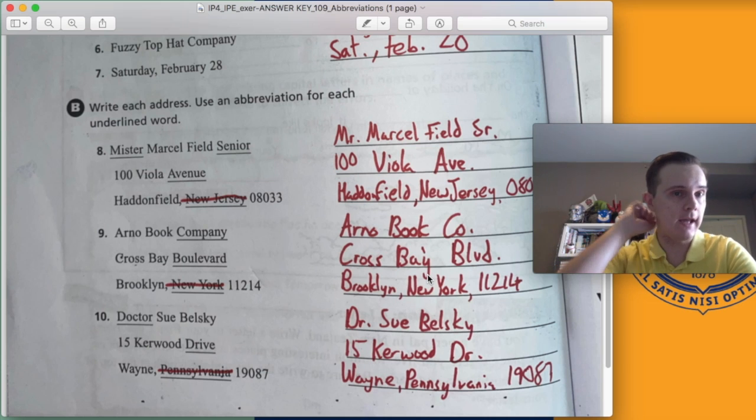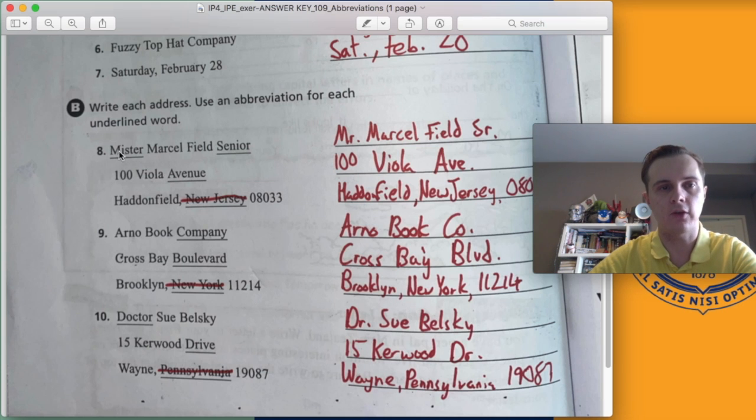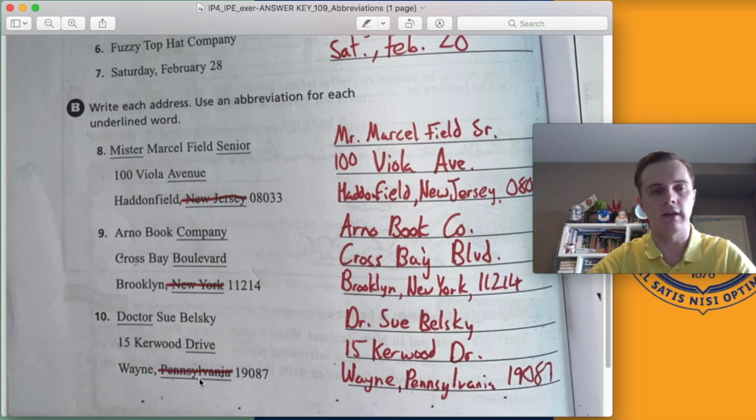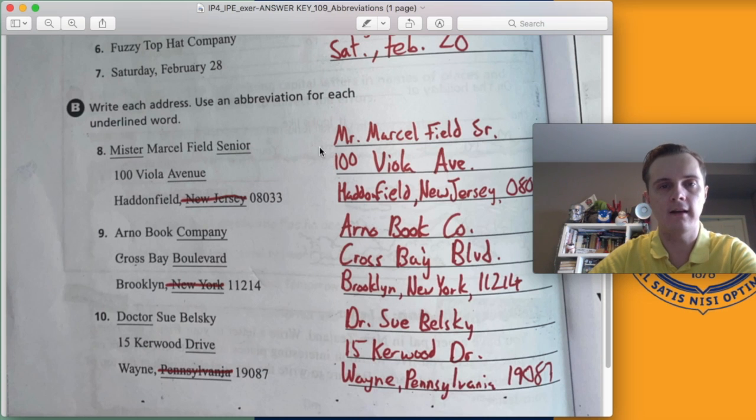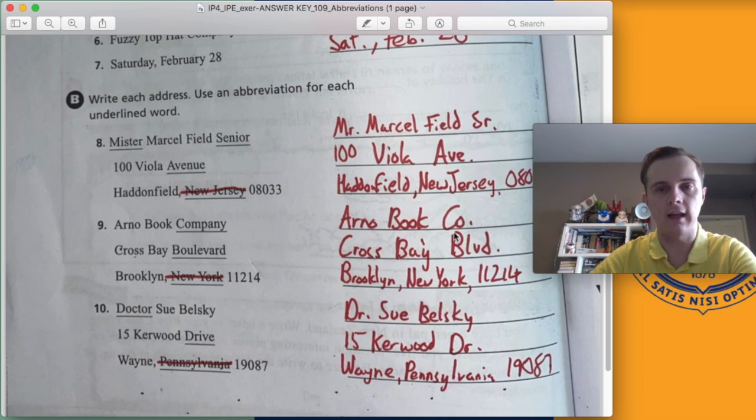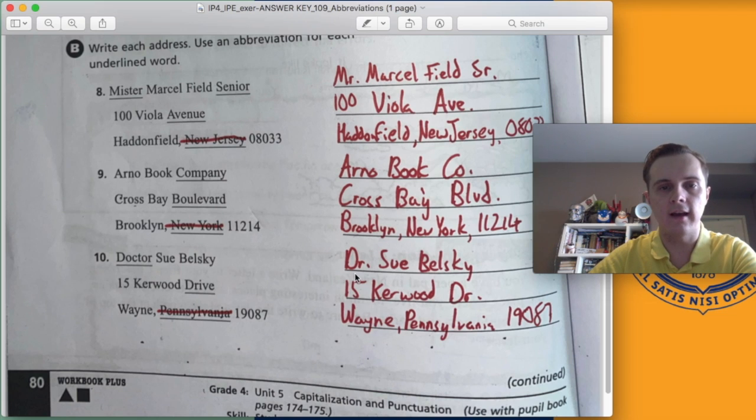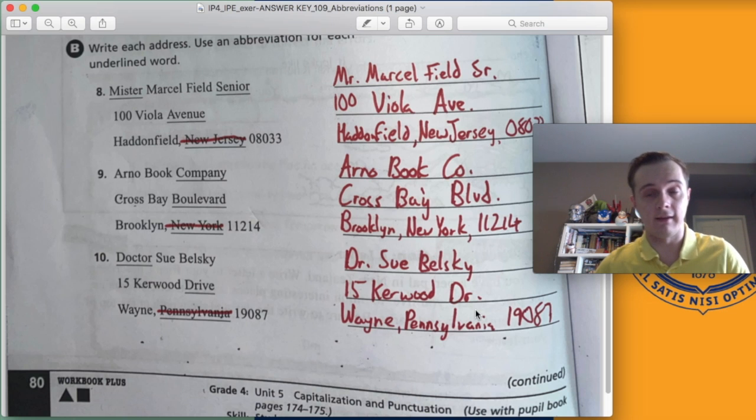Right, section B, we've got these addresses and we had to change the underlined words. Again, I did tell you don't change the states, New Jersey, New York, and Pennsylvania. So number 8, Mr. is MR periods, Senior, SR periods, and Avenue, AVE periods. Number 9, Company is CO periods, and Boulevard is BLVD periods. Number 10, Doctor, DR periods, and Drive, again, DR periods, but it means a different thing.